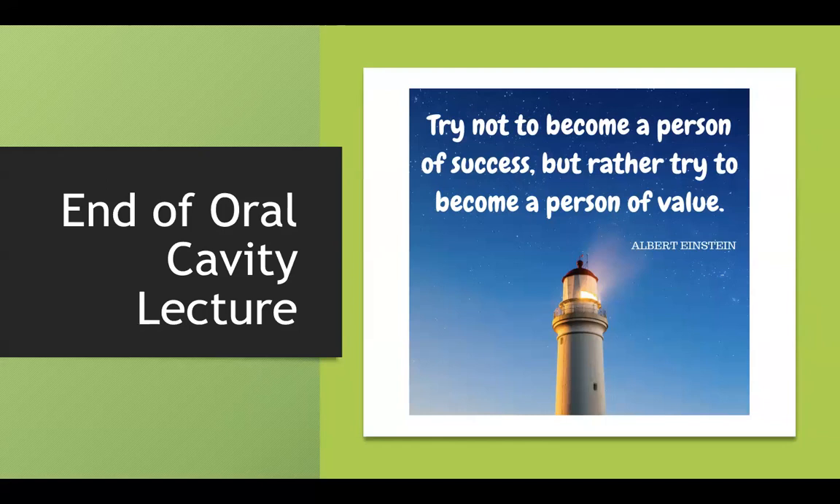I always like to have a quote at the end. This one's from Einstein. Try not to become a person of success, but rather try to become a person of value. So just think about that. It's not about how well we do on these tests all the time. It's good to study, but always keep that extra picture in mind.